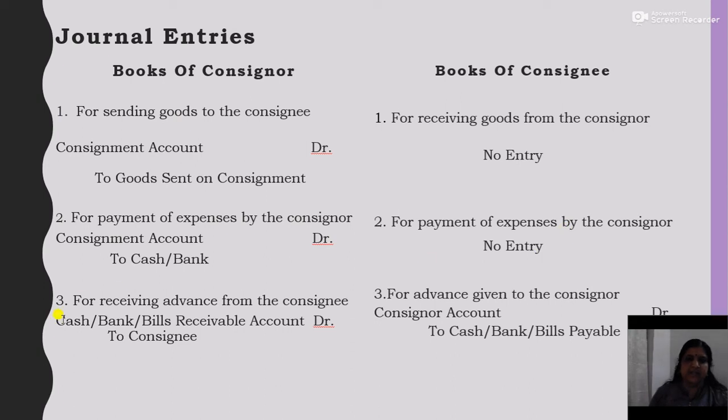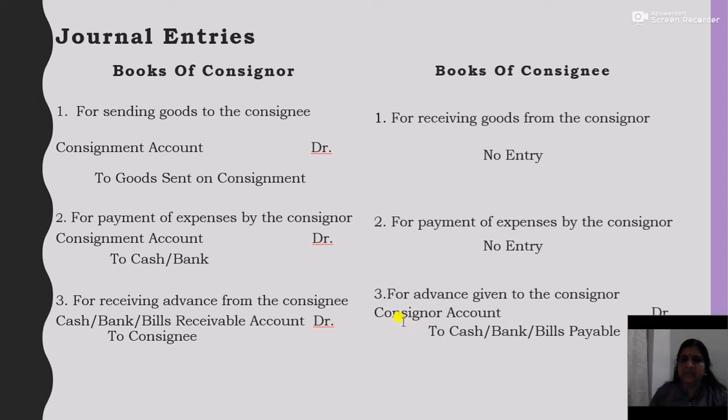Then for receiving advance from the consignee, the journal entry is Cash or Bank or Bills Receivable Account Debtor to Consignee. These are the various forms of receiving the amount: it can be cash, draft, or bills receivable. Depending on the case, it can be Cash Account Debtor, Bank Account Debtor or Bills Receivable Account Debtor to Consignee, because the consignee is the giver. When the advance is given to the consignor, a journal entry is required in the books of the consignee because he is making payment of cash, check or bill.